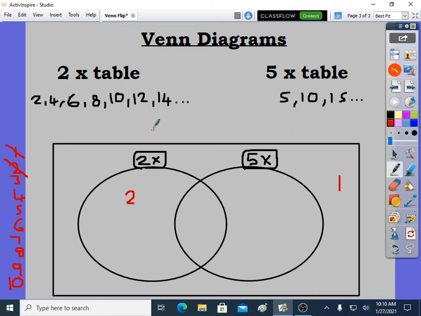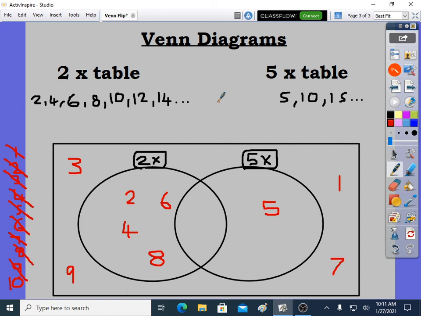Okay, number 3, it's not in either of them, so it goes outside. The number 4, there it is in the 2 times table, only the 2s. The number 5 is in the 5 times table, of course. 6 is in the 2 times table. 7 is not in either of them, so it goes outside. 8 is in the 2 times table. 9 is not in either of them, is it? So it goes outside. And 10 is the special one, isn't it?